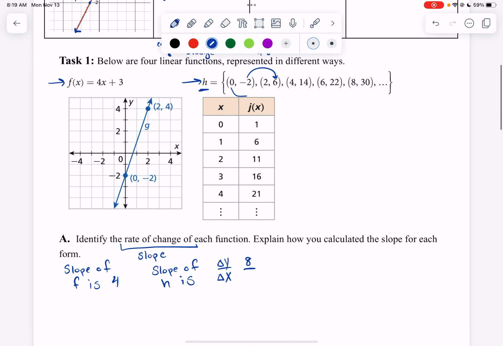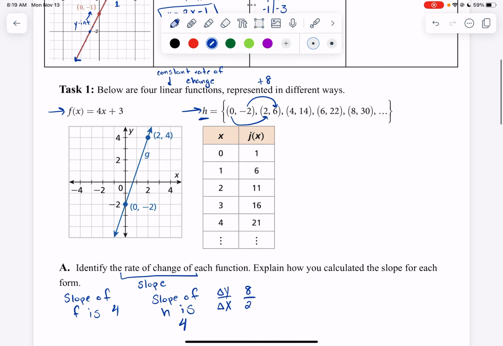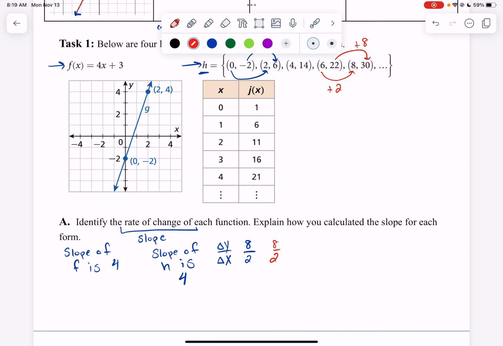What about my change in x? From 0 to 2, that went up by 2. So my slope is 4 for that one as well. Okay, let's try a different point just to make sure. What about from 22 to 30? That goes up by 8. 6 to 8 up by 2, and the ratio of 8 to 2 is also 4. Okay, so the slope of h is also 4.